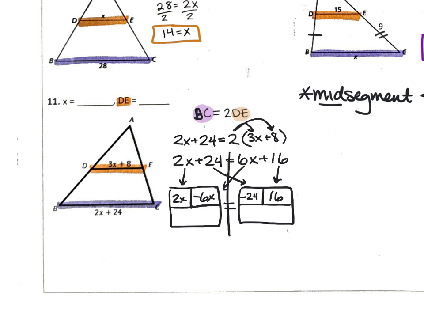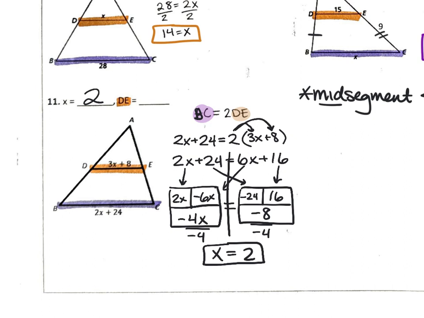I add the top numbers to make the bottom. 2 plus negative 6 is negative 4. Negative 24 plus 16 is negative 8. Divide by negative 4. Divide by negative 4. We get that x is equal to 2. Huzzah! We've answered the first part.